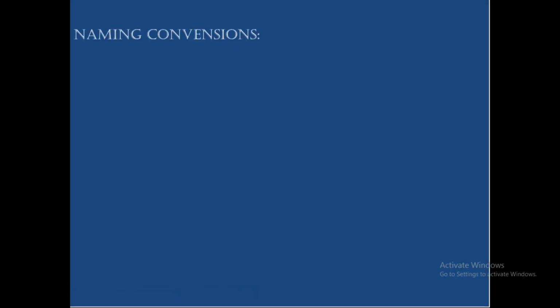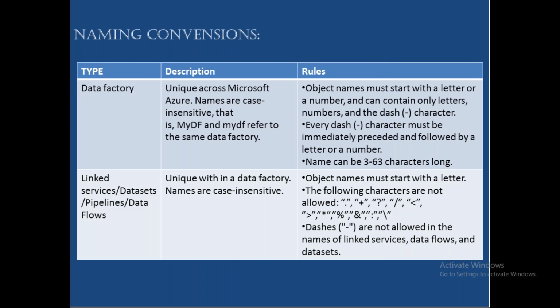Before we go and do the demo, we need a final slide on the naming convention. Suppose you want to create a data factory. Remember, the data factory name is globally unique. For example, in our training, somebody has created a data factory named Cloud Pandit ADF. Then I cannot create an ADF with the same name in my account, because it's globally unique.